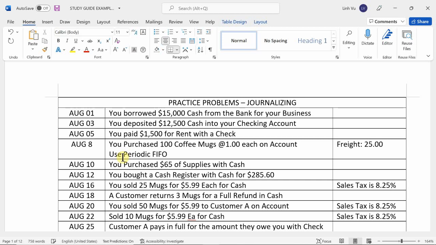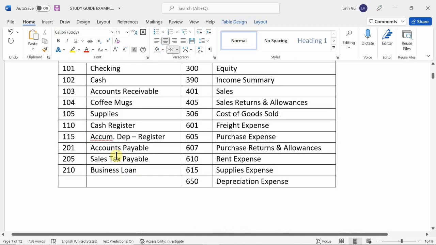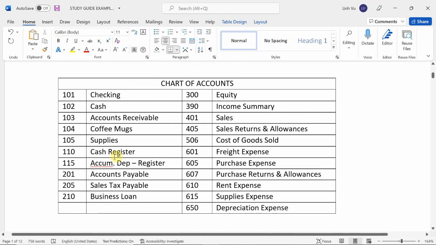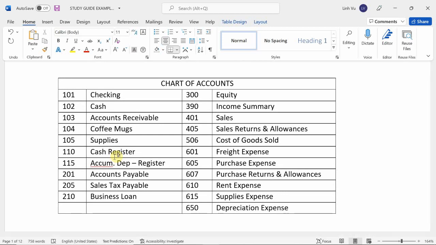Okay. August 8th, you purchase 100 coffee mugs at $1 each on an account. Okay. Use periodic FIFO. So we know that much that it's periodic FIFO. So in this case, we purchased 100 coffee mugs at $1 each on an account. Okay. So in this case, periodic FIFO. What does that tell me? Okay. That tells me that I don't really keep track of it very often. Coffee mugs, I bought 100 of them on an account.